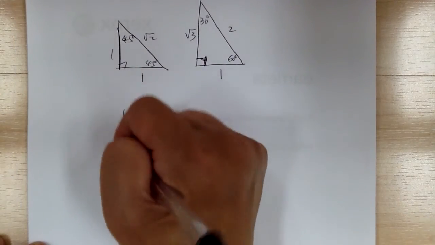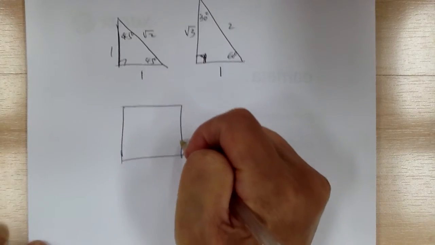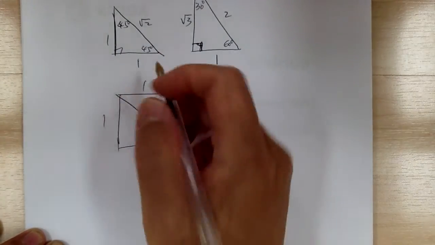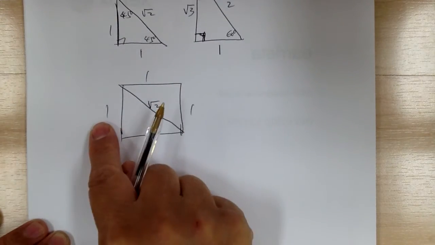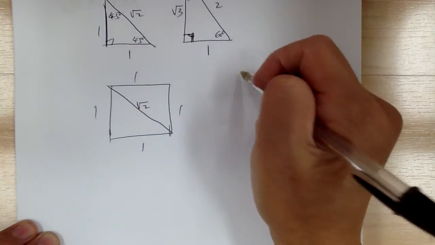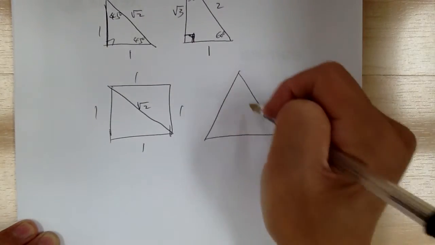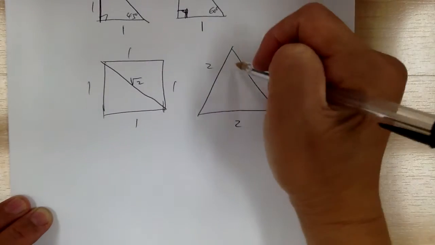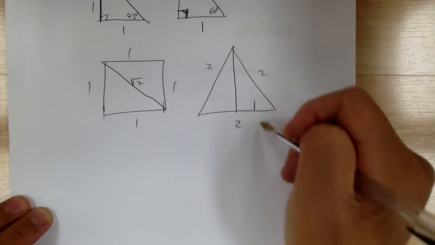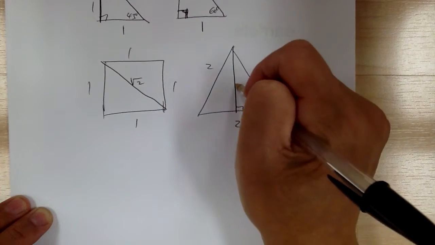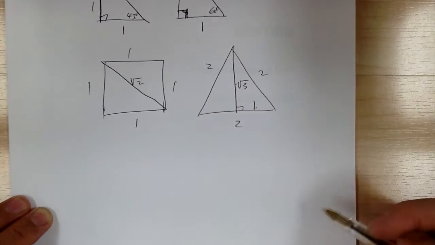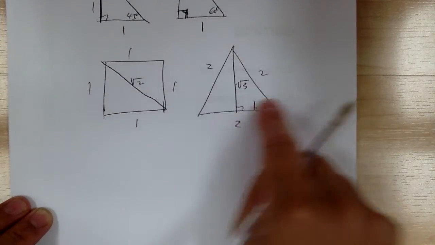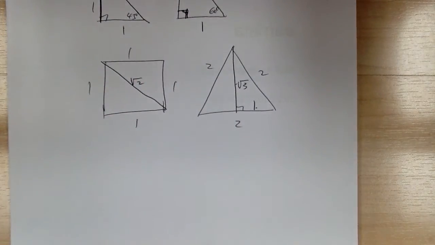The 45-45 triangle came from cutting a square in half. So 1, 1, 1, 1, and you cut this in half and use the Pythagorean Theorem, A squared plus B squared equals C squared, and you get square root of 2. The 30-60 triangle came from cutting an equilateral triangle in half. So this would be 2, 2, 2, and you cut it in half, so this side would be 1. Using the Pythagorean Theorem, this will give you square root of 3. So if you don't remember, you just start out with your square and equilateral triangle and cut in half to get that.